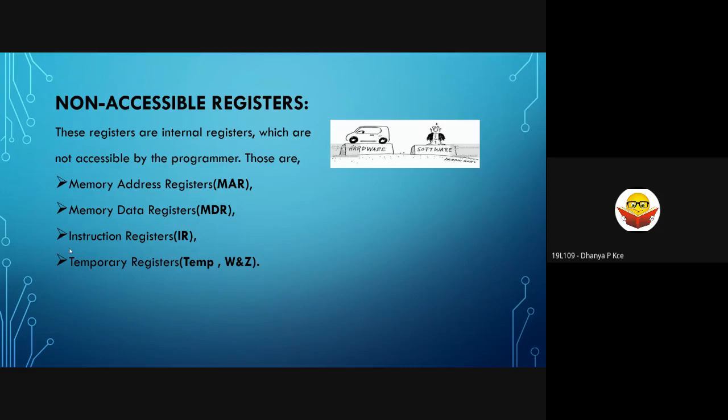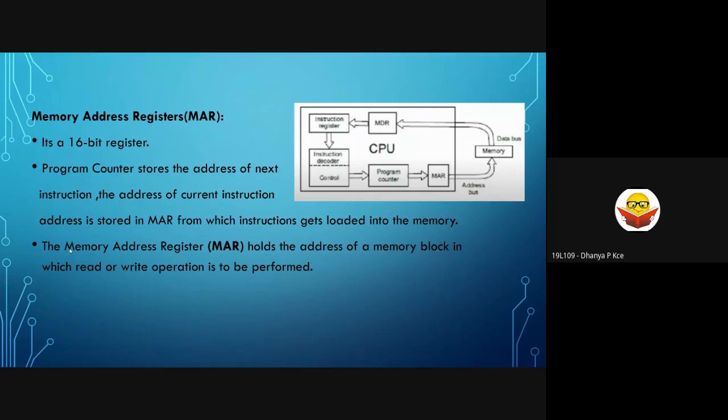Here, the hardware and software now get split. The main non-accessible registers present in the 8085 microprocessor are MAR, MDR, IR, Temp, W, and Z. First we'll go with MAR, memory address register. It's a 16-bit register. From the name address, we can say that it is 16-bit because an address is 16-bit data. In order to accommodate that address, we'll need a register which is 16 bits in length. That's all. Here, the program counter. In the forthcoming slides, we will discuss program counters in depth. Now we'll just have an overview of that.